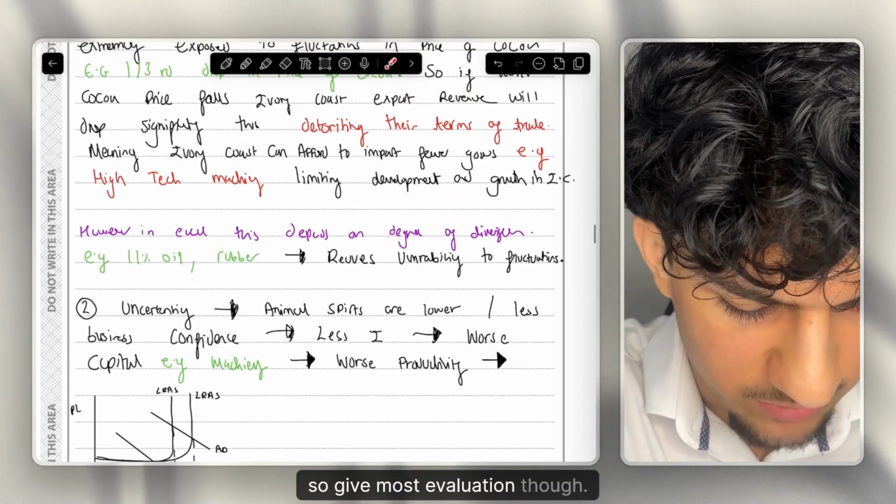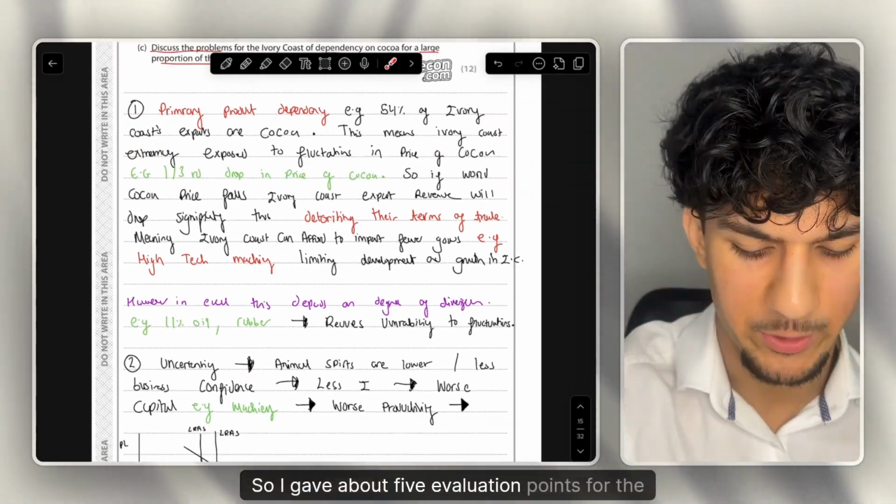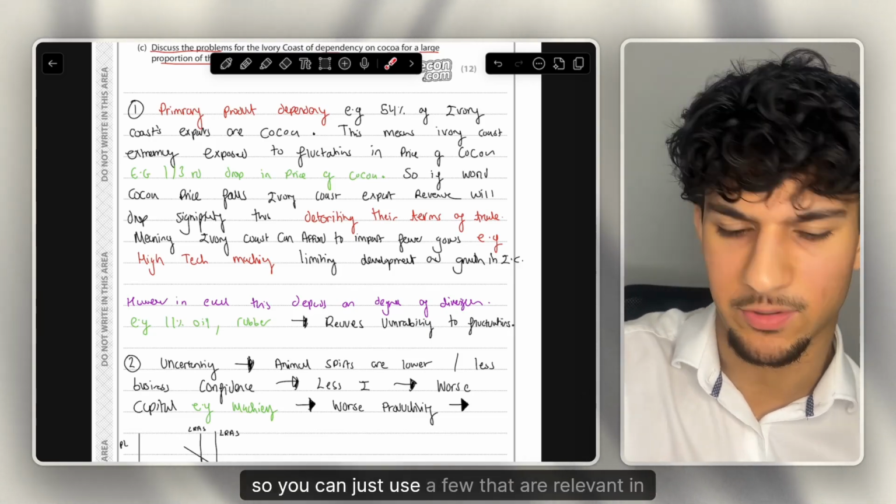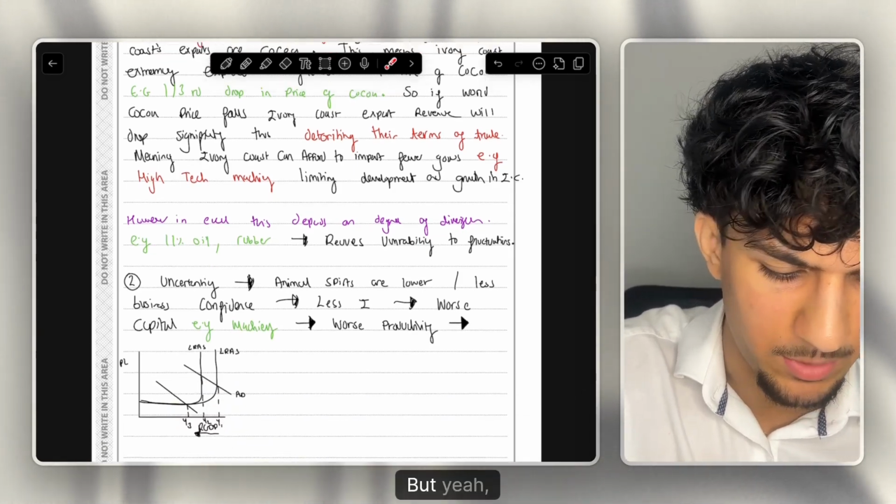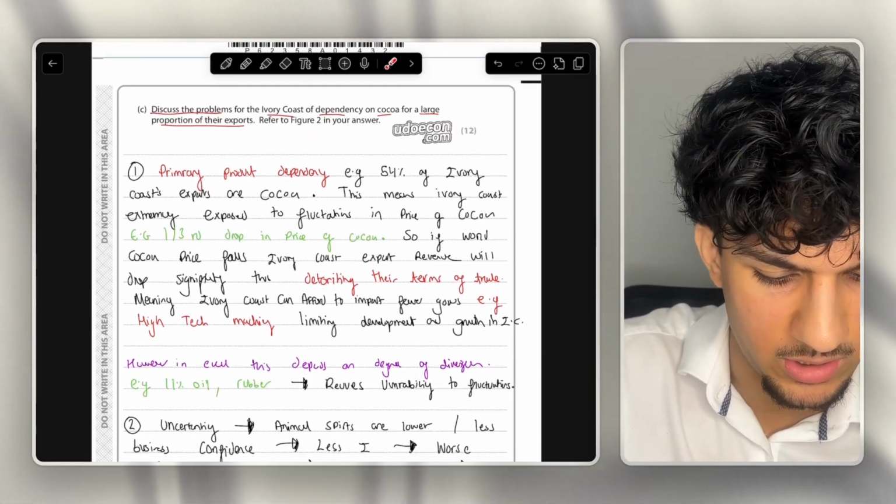Okay, so then give most evaluation there. I give about 5 evaluation points for the first paragraph, so you can just use a few that are relevant in this paragraph as well. But yeah, that's pretty much how I'd answer this 12-mark question. And yeah, let's keep going.